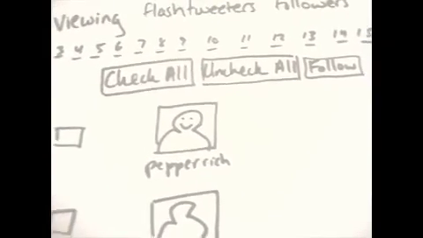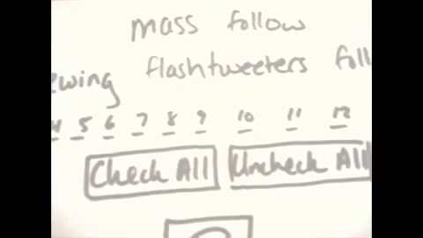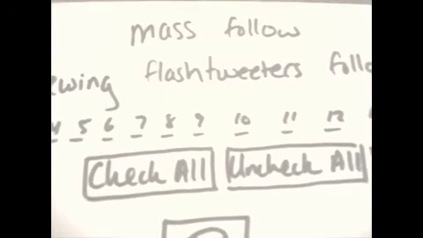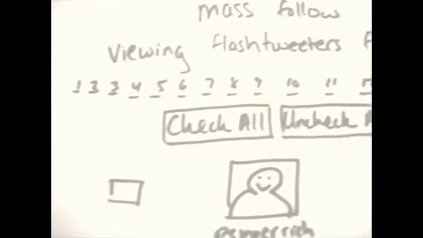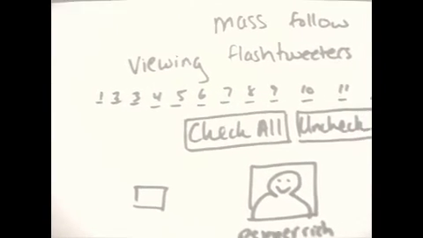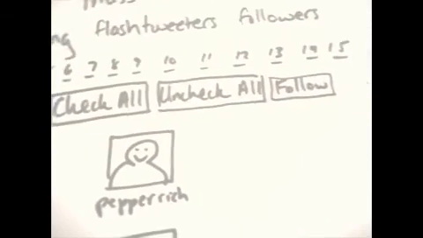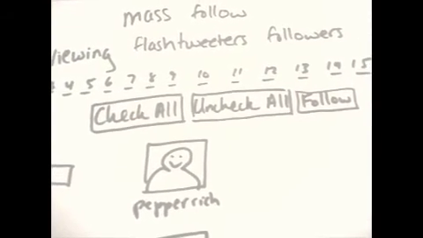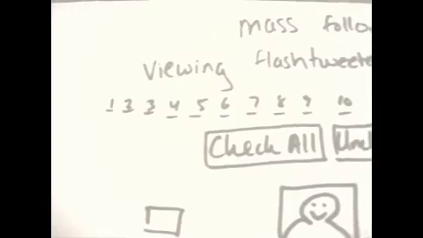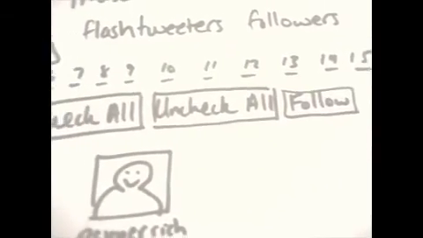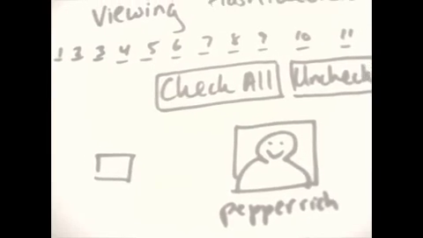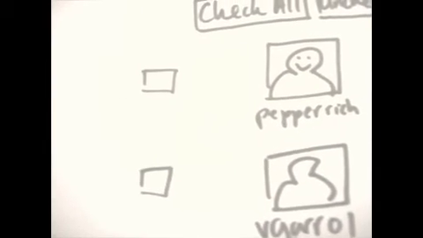Once we enter in a username, for example, we would use the FlashTweet Twitter username. Okay, once we're on this page, you'll see that the page layout is similar to the following only page. You'll see the page numbers listed above. You'll see check all, uncheck all, and follow buttons below. And then listed below are all the Twitter followers with the checkboxes to the left.